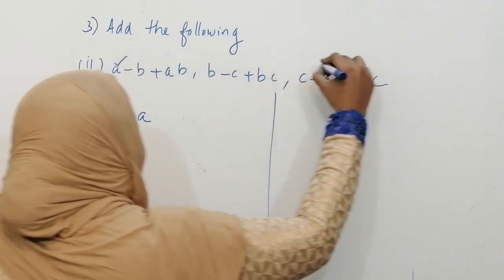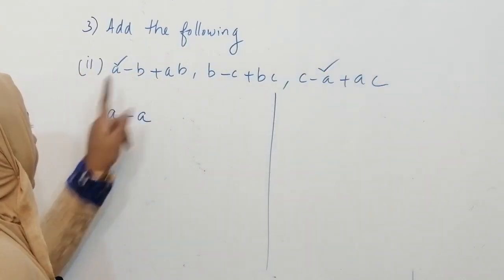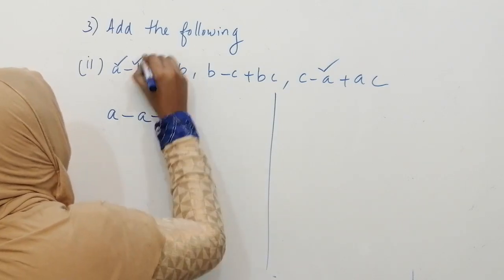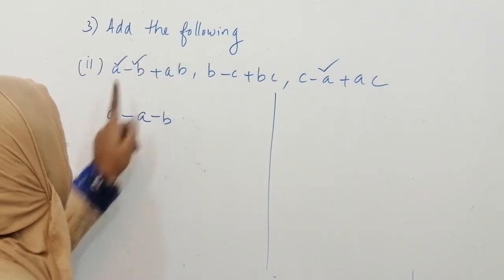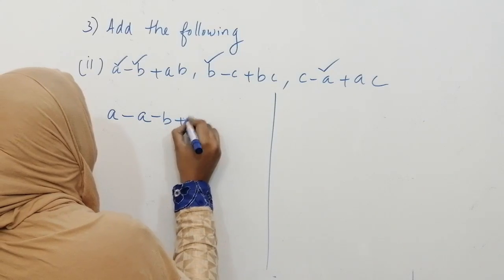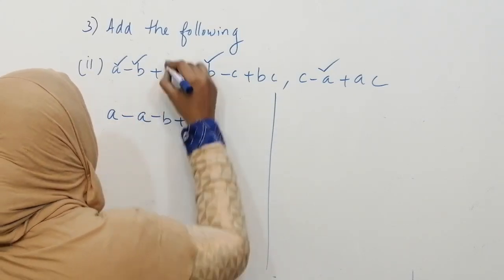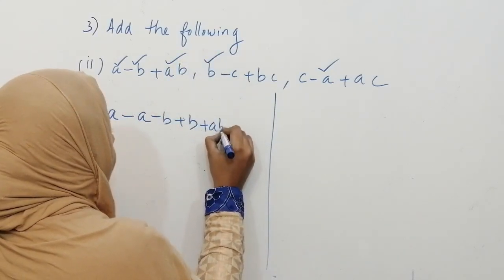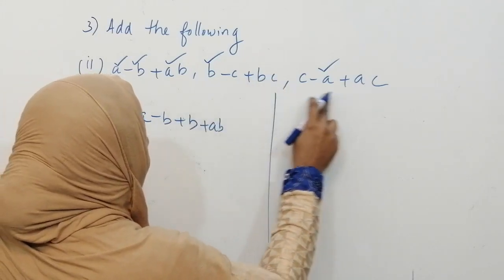So we finished this one and this one. Next I wrote minus B, and which one is the like term of minus B? Here you can see plus B. And next one is plus AB. So here I took, so here no plus AB.